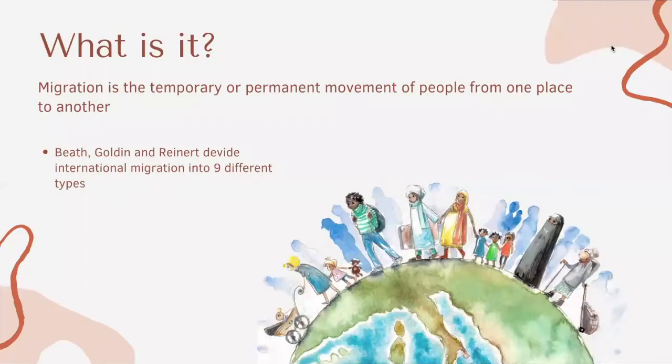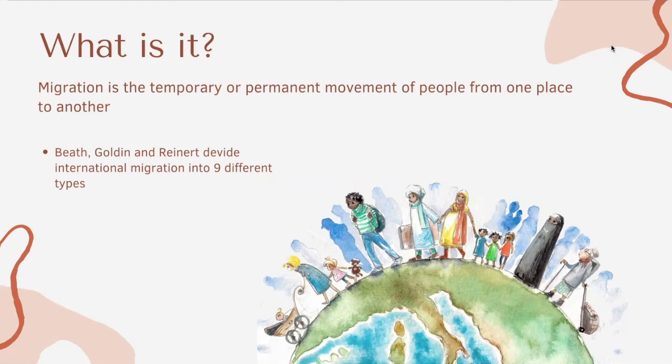Migration. So first, what is migration? Migration is the temporary or permanent movement of people from one place to another. It could be inside a country, like local migrations, or between different countries. There are many types of international migration with different degrees of relevance to the issue of international production.